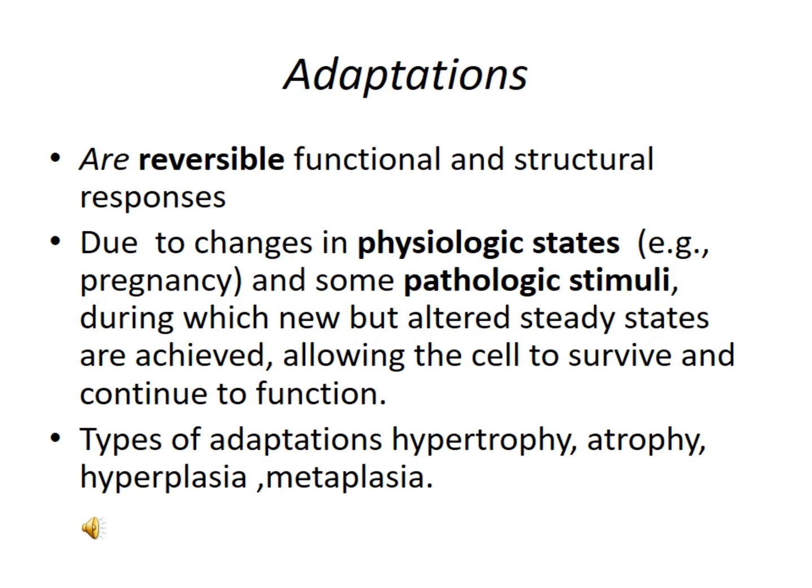So there are different types of adaptations. Number one is hypertrophy. It can go to hyperplasia, it can go to atrophy or metaplasia. We will discuss, inshallah, in the next lecture on adaptations, what these adaptations are and how you can differentiate between them. When the stress is eliminated, the cell can recover to its original state without having suffered any harmful consequences.